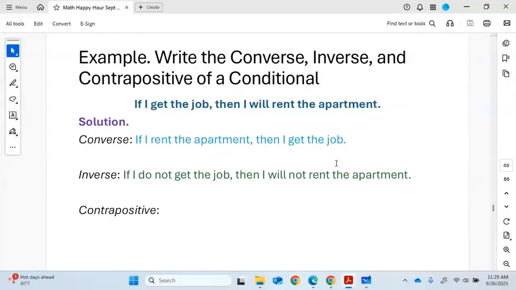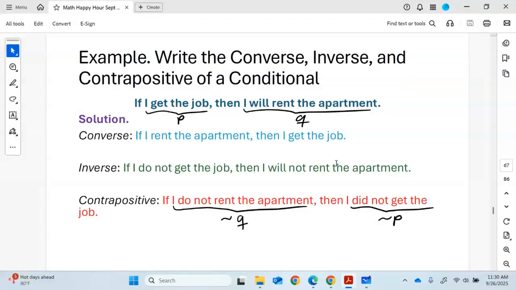And last, the contrapositive. This is when you do both. I have to interchange the order of the statements, and I also need to negate them. So I'm going to start by saying, if I do not rent the apartment, comma, then I did not get the job.